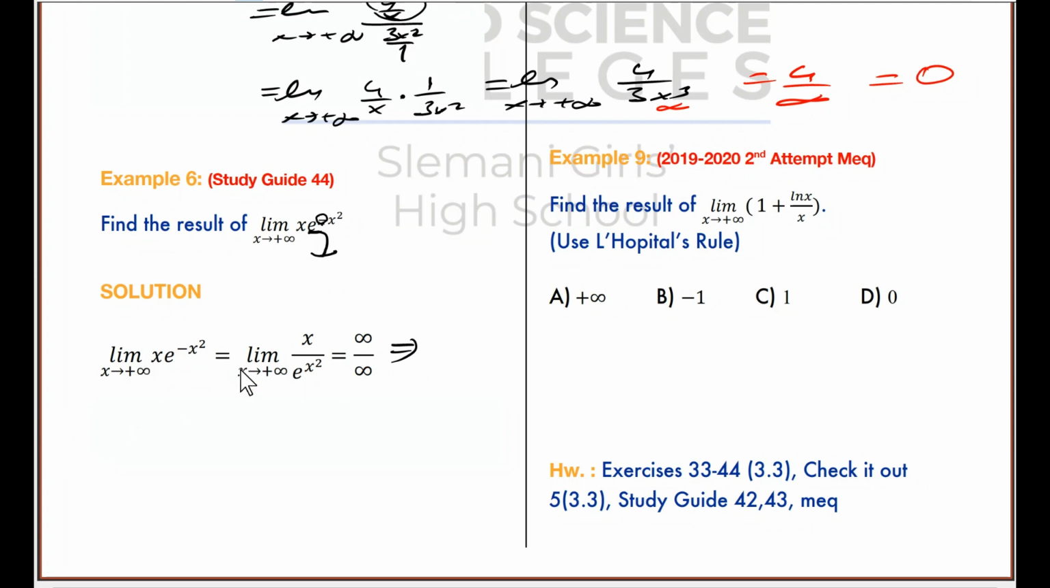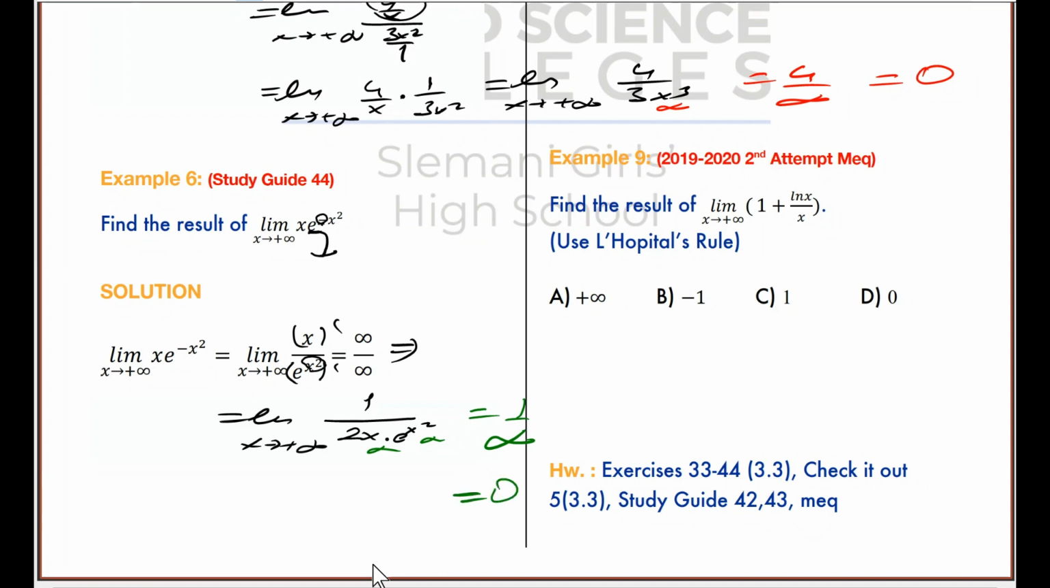So this is the same as taking the derivative of top and bottom separately. So it results in the derivative of x, which is 1, over the derivative of the bottom, the derivative of the power, which is 2x, times itself, e to the x squared. Now plug in infinity for x. It's going to be a number over infinity, which results in 0. Alright?